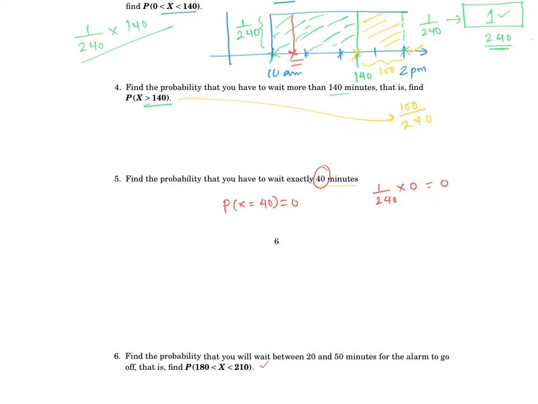So what is the probability that the alarm will go off between 180 and 210? The difference between 180 and 210, so 180 would be somewhere here and 210 is going to be somewhere here. So you have to find this area, right? So it's going to be 210 minus 180, which is, by the way, 30, divided by 240, and that should be your answer for this part.